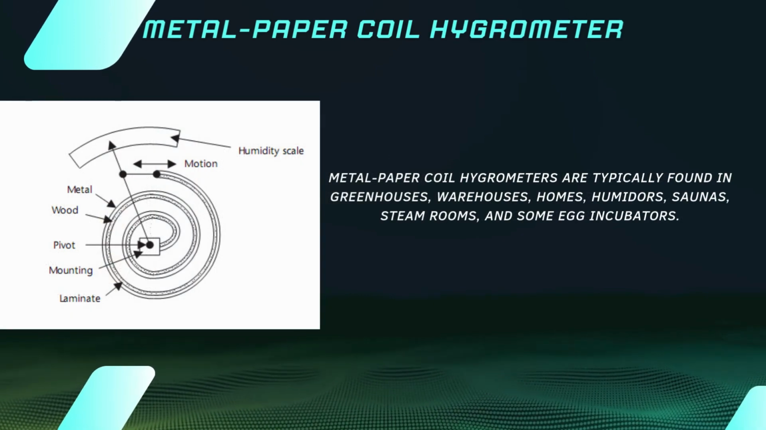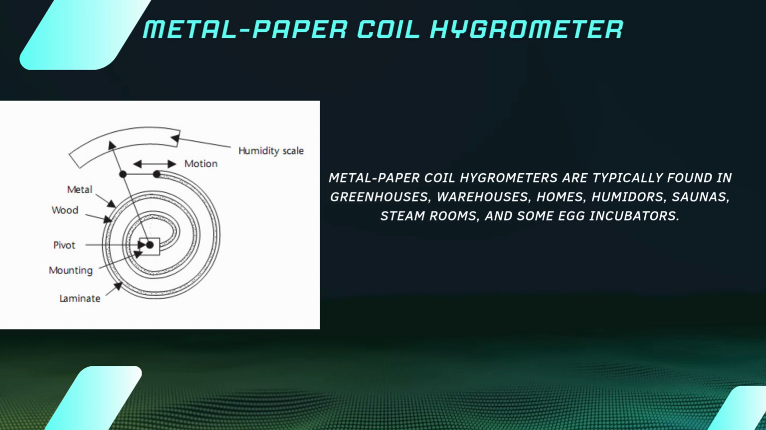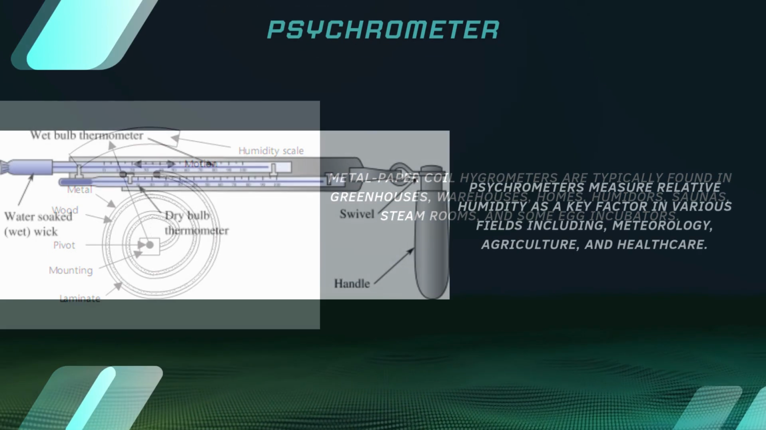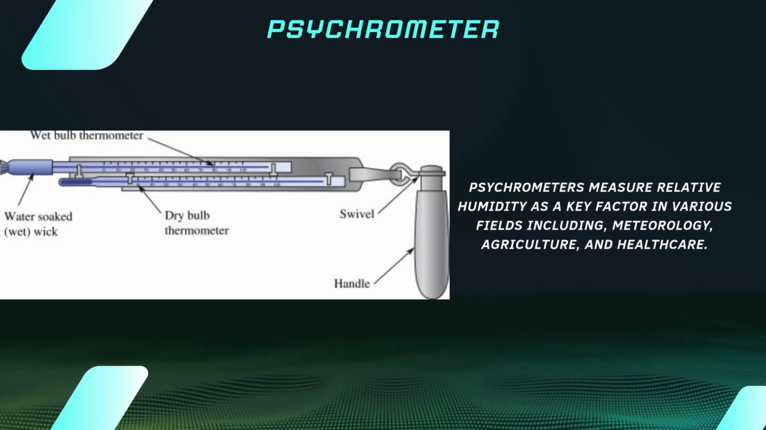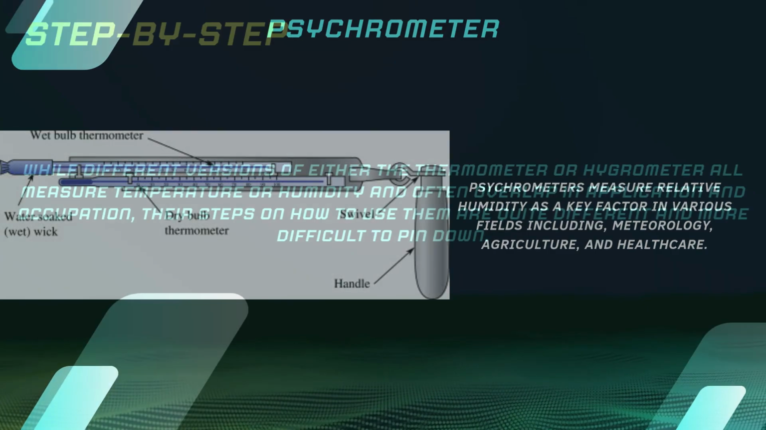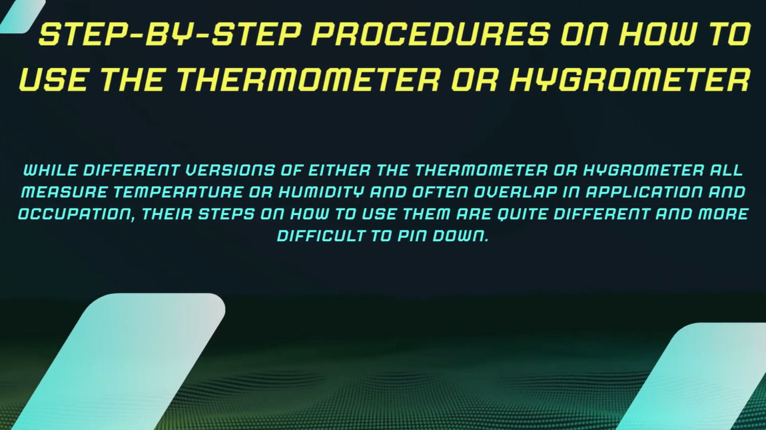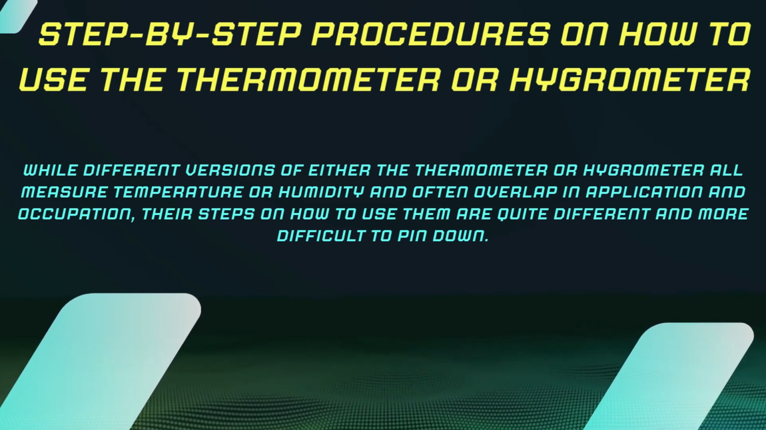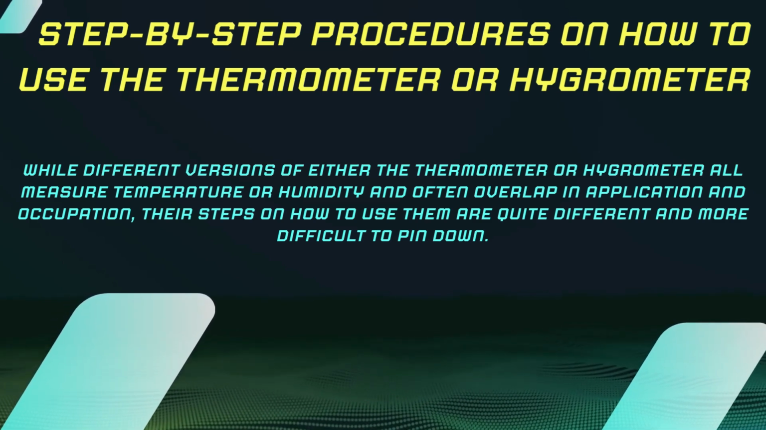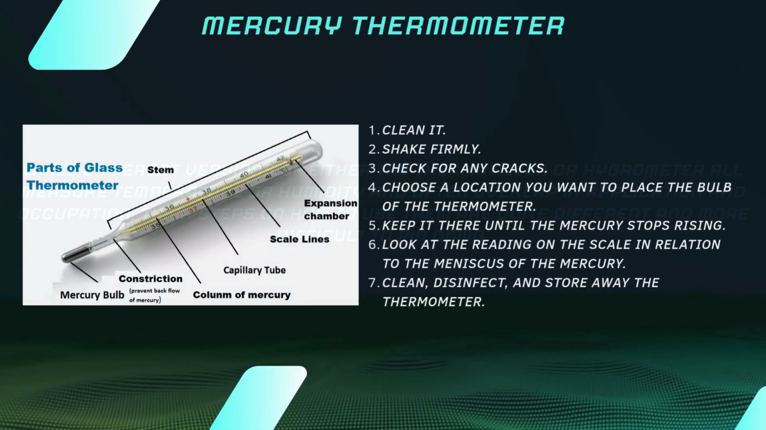Metal paper core hygrometers are typically found in greenhouses, warehouses, homes, humidors, saunas, steam rooms, and some egg incubators. Psychrometers measure relative humidity as a key factor in various fields, including meteorology, agriculture, and healthcare. While different versions of either thermometer or hygrometer all measure temperature or humidity, and often overlap in application and occupation, the steps on how to use them are quite different and more difficult to pin down.